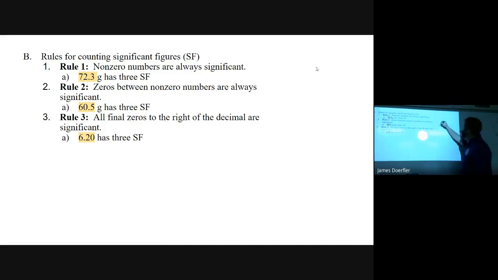Now I ask you this question. What about 4,200? How many? 2. Why do you say 2? Because there's 2 zeros and no decimal, right? Excellent.